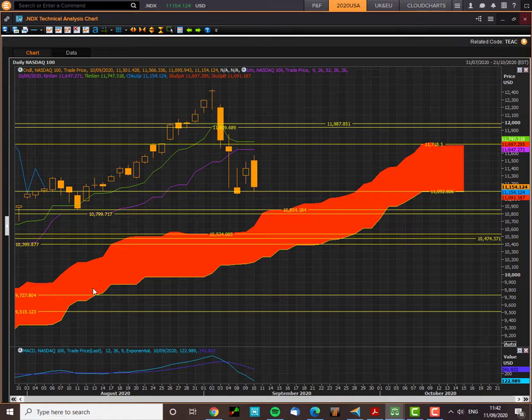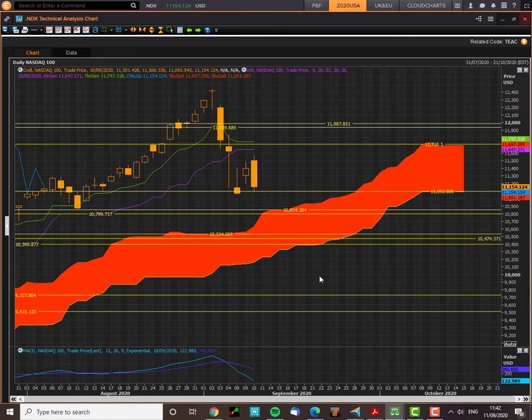Now, from an Ichimoku cloud chart perspective, the price action taking place above the cloud is bullish, and price action below the cloud is bearish. So bull market, bear market is defined from a cloud chart trading perspective by where the price action is taking place.